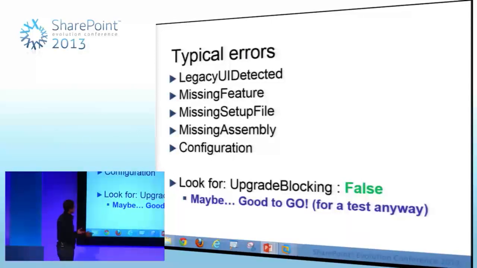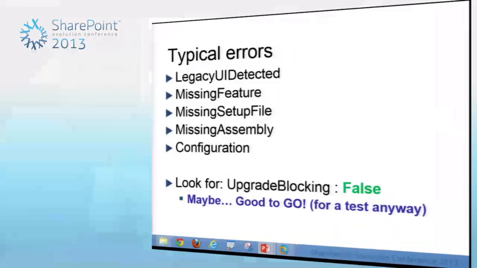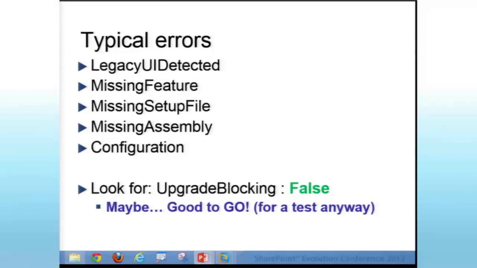Oh well, you can't really do much about it apart from forcing it to be re-ghosted or reverted to site definition. Missing features: you've got to look for all of your WSPs and features and so forth and make sure that they are deployed. Missing setup file is a bit of a red herring sometimes. You can still do the upgrade, but things will work. Missing assembly means there's an assembly that's been referenced and is missing, and configuration is usually related to claims mode or something along those lines. So the key thing is, if upgrade blocking is false, like I just showed you, you can still do the upgrade for a test anyway.